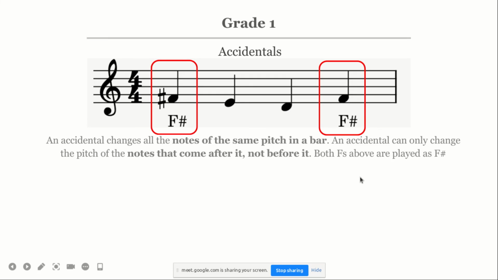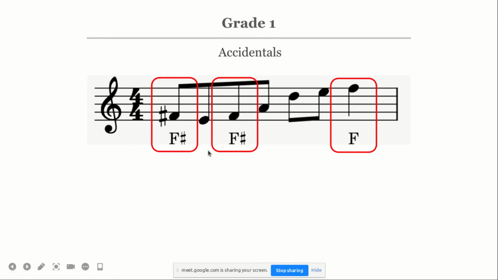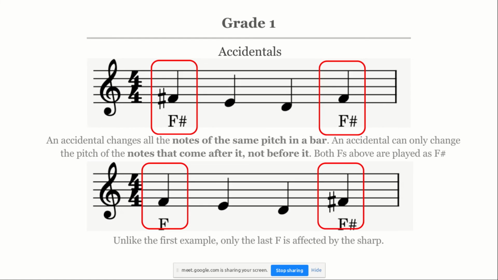But if it comes after that bar, okay, before we go there, the vice versa is not true, in that a sharpened note will not affect a similar note that came before it. It only affects a note that comes afterwards, not before. So this is the only one that will be F sharp, not the other one. You don't say that there is a sharp here in this bar, all the Fs are sharps. No, it's the ones that come after it.